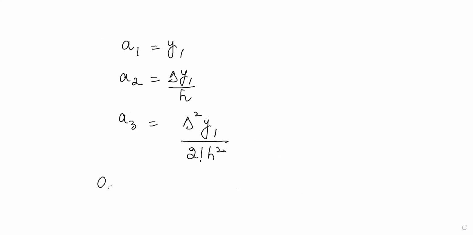Okay, therefore a_(n+1) will be delta. You have 3 here, you have 2 here, you have n plus 1 here, it will be n here. You have 2 here, you have 2 here. So it will be n factorial h raised to n. This is the a_n. Substitute the value of a1, a2, a3, a4, a5, a_(n+1) in the given polynomial.